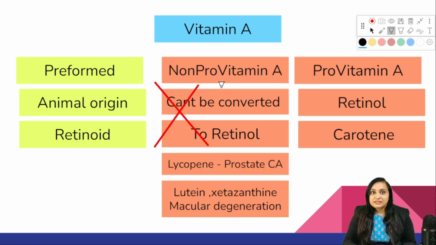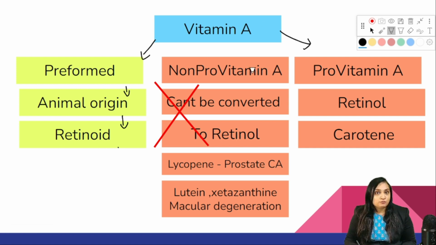To understand this question, we need to know what is vitamin A. Vitamin A, as we all know, is a fat soluble vitamin. It is basically in two forms, preformed as well as proVitamin A. Preformed vitamin A is mostly of animal origin and it is called retinoid: retinol, as well as retinoic acids. These are all animal origin retinoids.